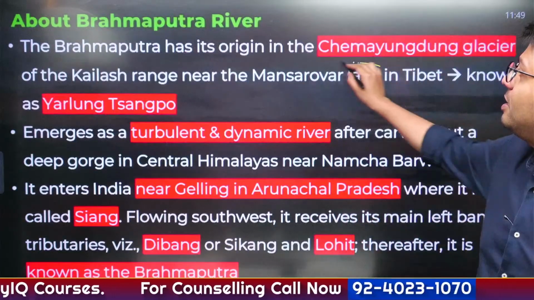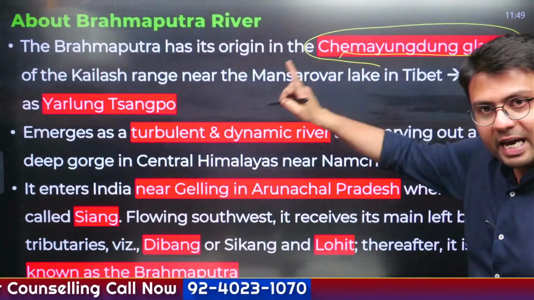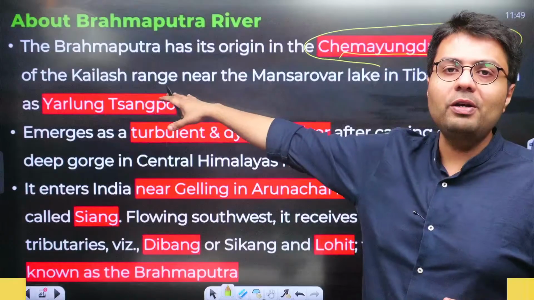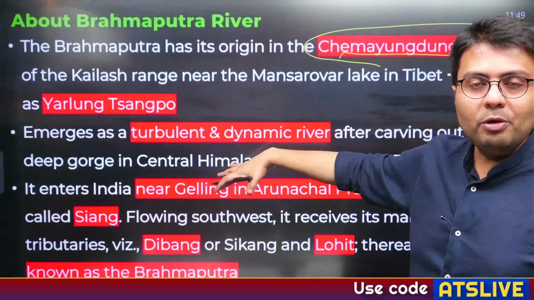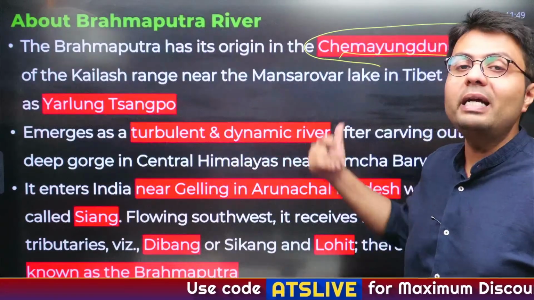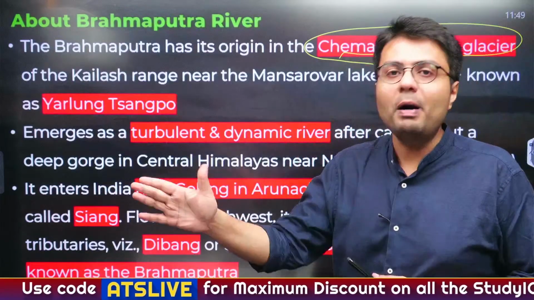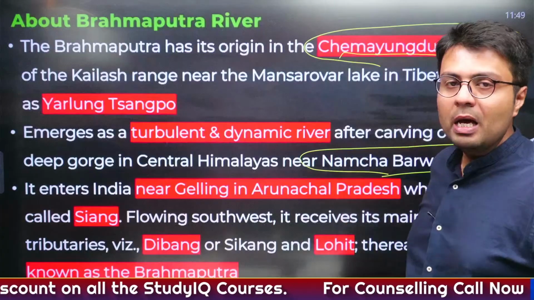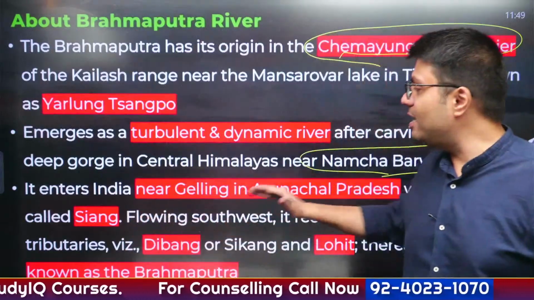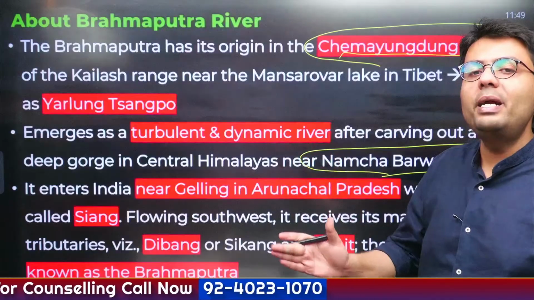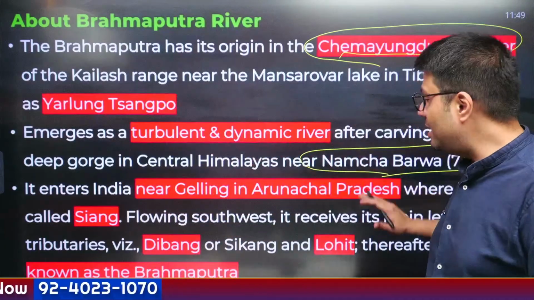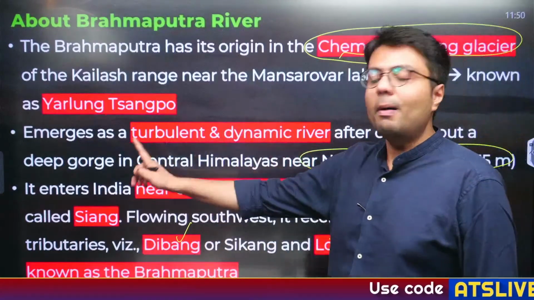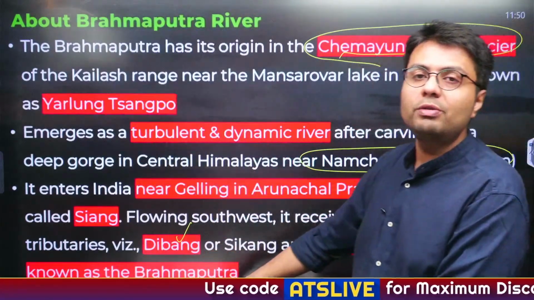Now let us first cover a few details about the Brahmaputra river. The Brahmaputra river originates in the Chemayungdung Glacier in Tibet, in the Kailash range, exactly where we conduct our annual pilgrimage. Now in China, this river is called Yarlung Tsangpo. When it emerges, it is a very turbulent and dynamic river, powerful enough to carve out a deep gorge in the central Himalayan region near Namcha Barwa. Now it enters India in the Geling region of Arunachal Pradesh, and when it enters India, it is called the Siang river. There it receives different tributaries like Dibang and Lohit. So Siang combines with Dibang and Lohit, and then it becomes which river?